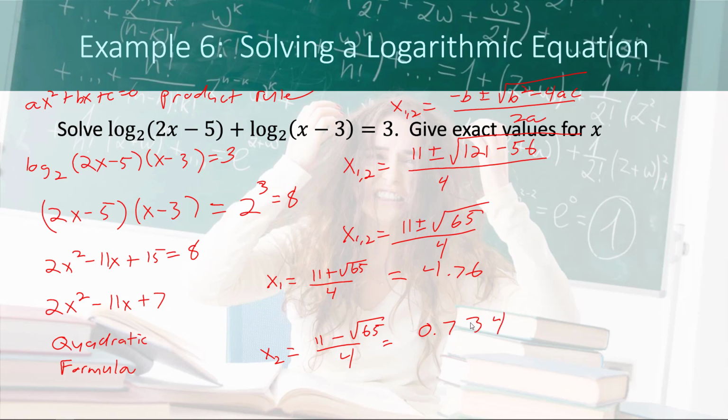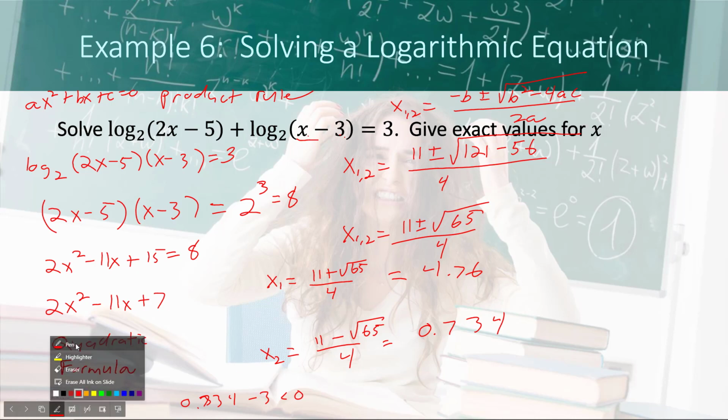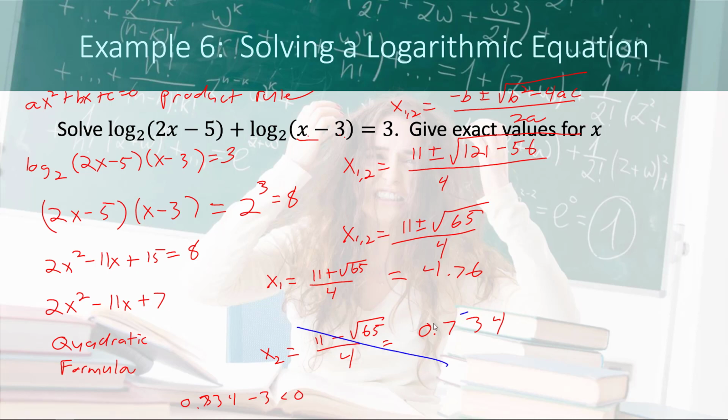Okay, now we need to exclude those solutions that will cause the argument in both log functions to be negative. Take a look at x sub 2, which is equal to 0.734. 0.734 minus 3 is going to be less than 0. Therefore, this argument would be less than 0, and as a consequence, we have to exclude x sub 2. It doesn't matter what happens in this term, although that is also going to produce a negative argument. We still nonetheless need to exclude that.